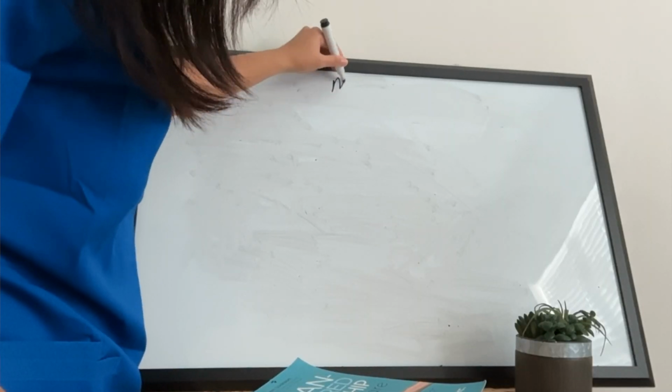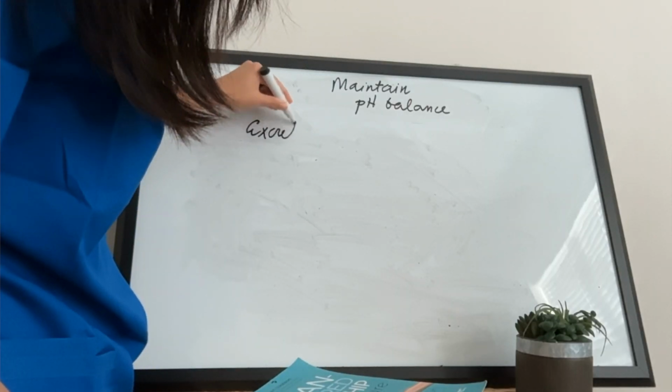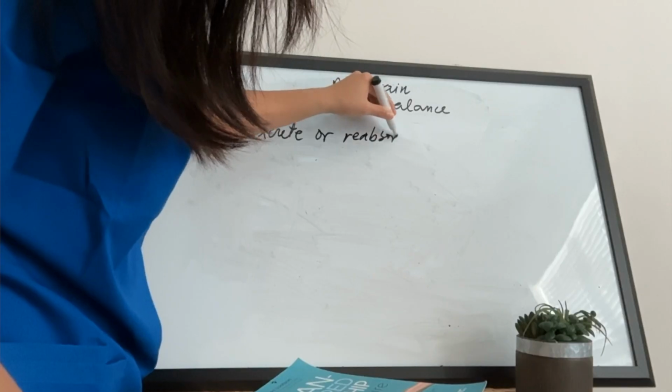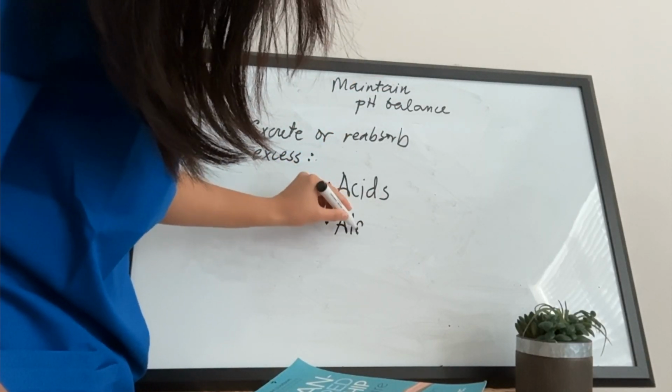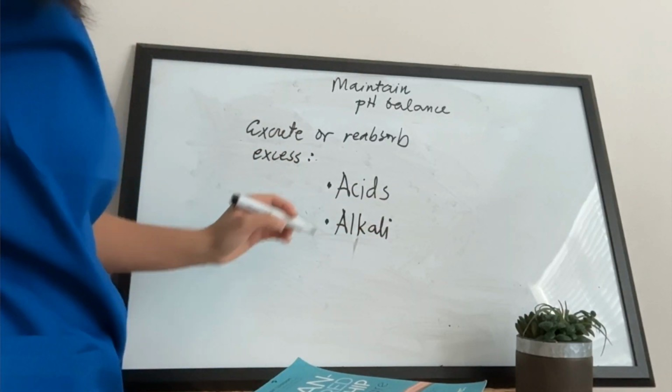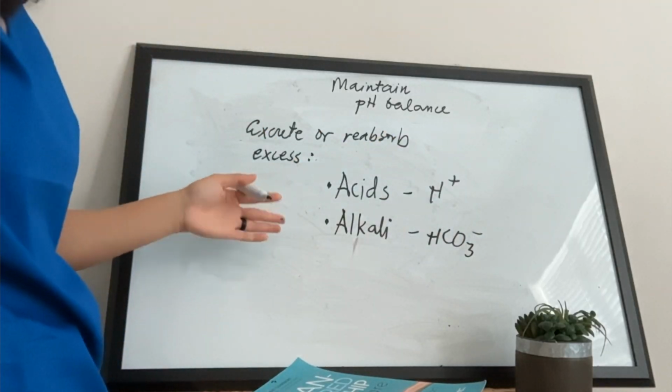The third kidney function is to maintain our pH balance. Our blood pH must stay within a very narrow range to sustain life, and the kidneys help by excreting hydrogen ions and reabsorbing or producing bicarbonate. This fine-tuning keeps our blood from becoming too acidic or too alkaline.